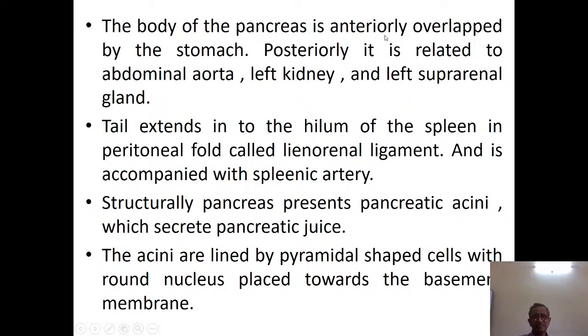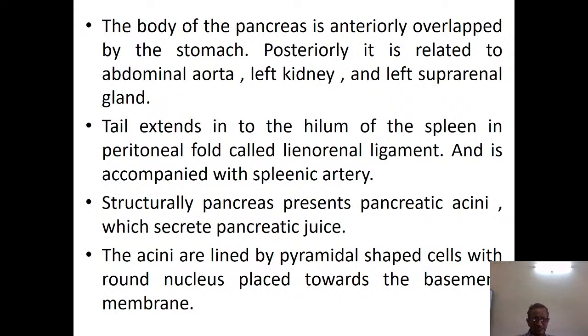The body of the pancreas is anteriorly overlapped by the stomach. Posteriorly, it is related to the abdominal aorta, left kidney and left suprarenal gland. The tail extends into the hilum of the spleen in the peritoneal fold called the lienorenal ligament and is accompanied by the splenic artery.